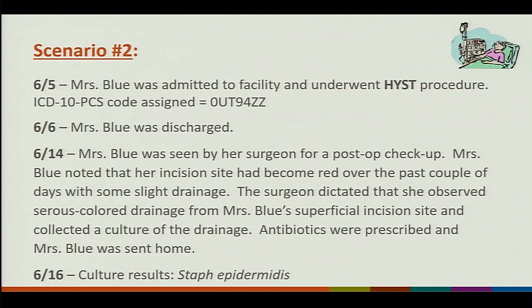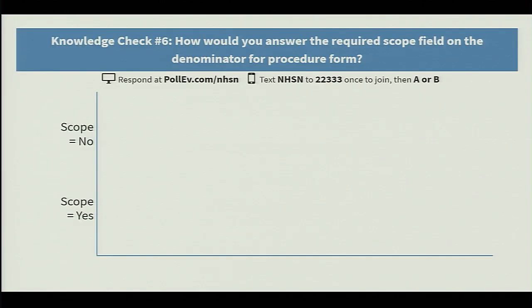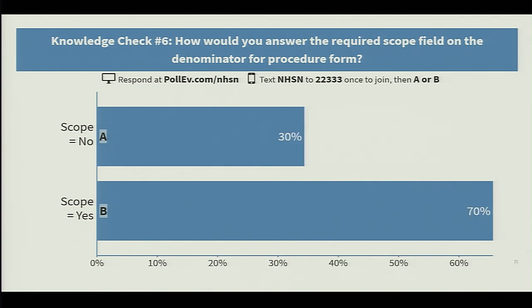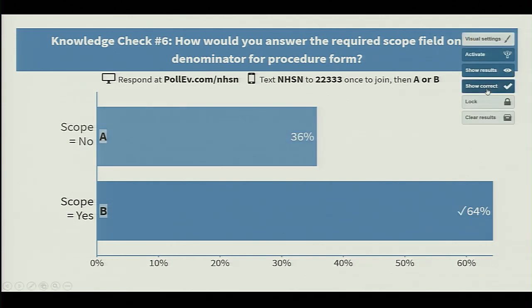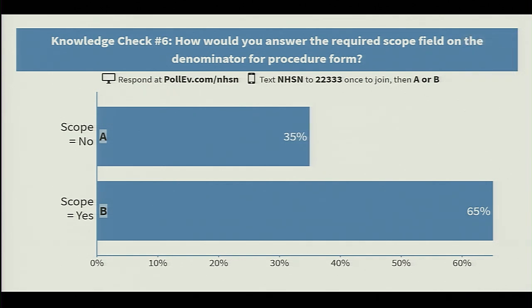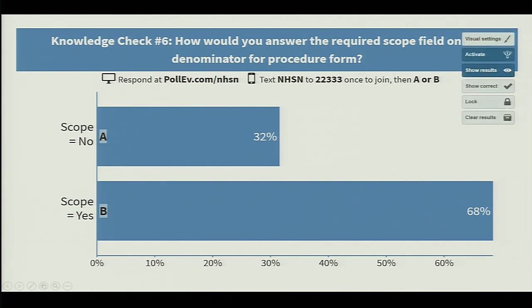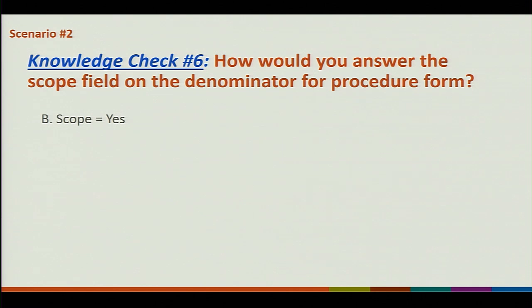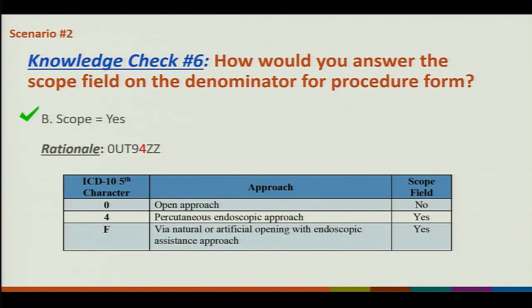Okay, so the correct answer is scope equals yes. That is B. I don't think it wants me to leave this slide. All right, here we go. And the rationale is because, remember that little table I showed you? That fourth character, or the digit here, is 4. So therefore, it would be a percutaneous endoscopic approach, and you would say scope equals yes.